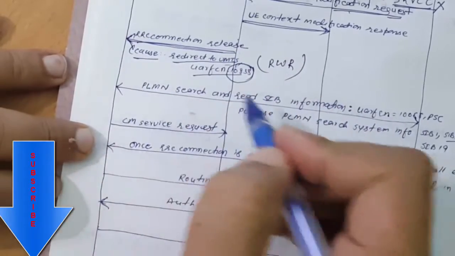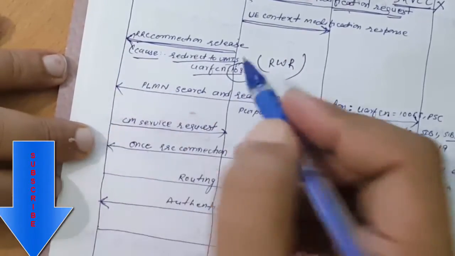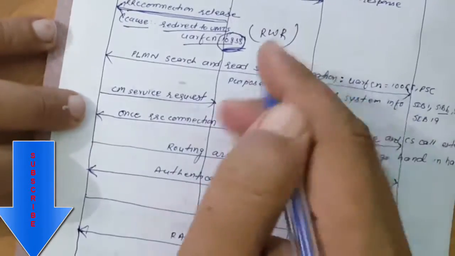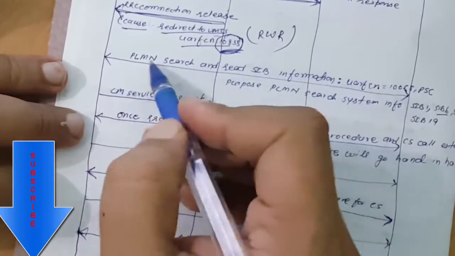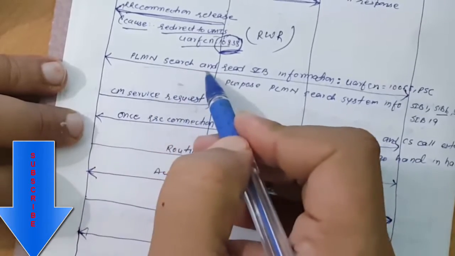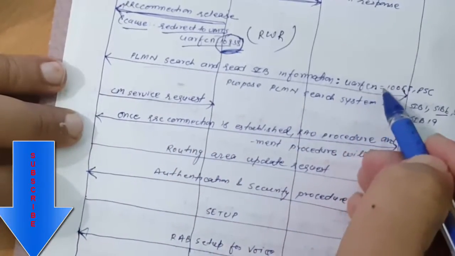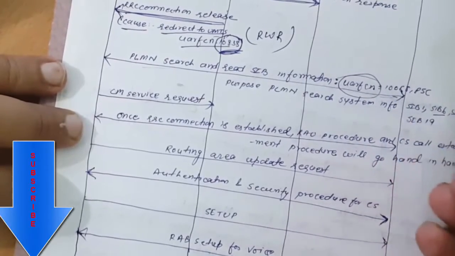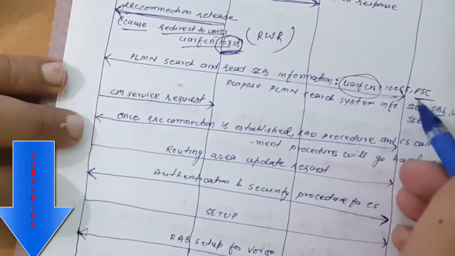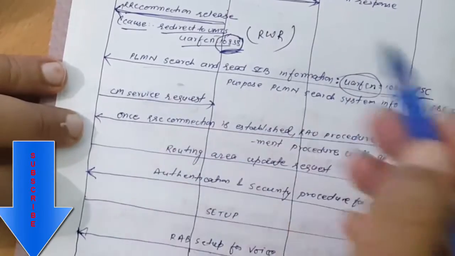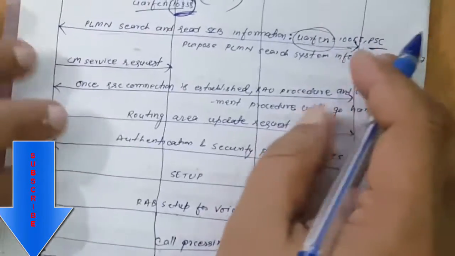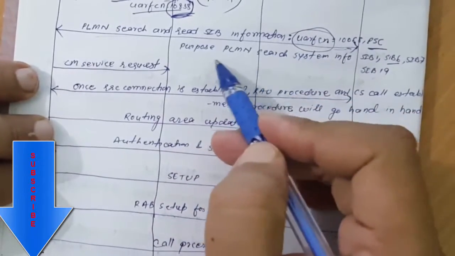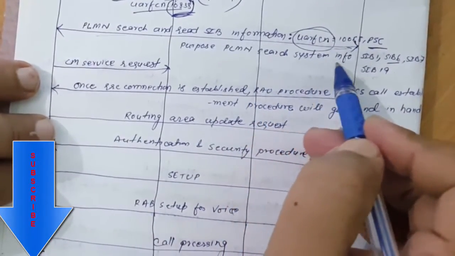And it tries to come to the UMTS network with this UARFCN. After camping on this UARFCN, the UE will start the PLMN search and read the SIB information of the UARFCN and the primary scrambling code. This will be read after camping on the UMTS network, and after that the PLMN search system information is read.